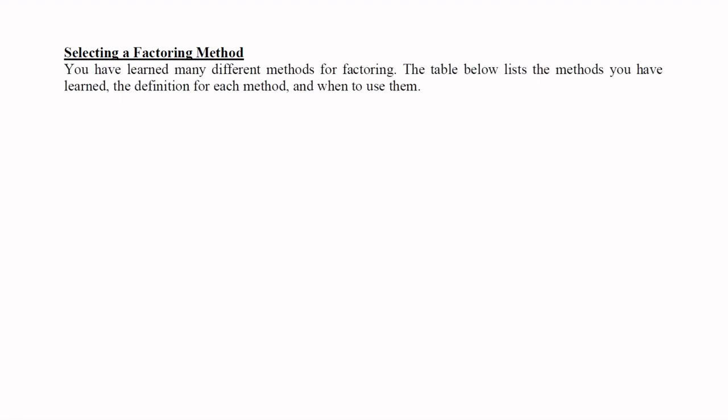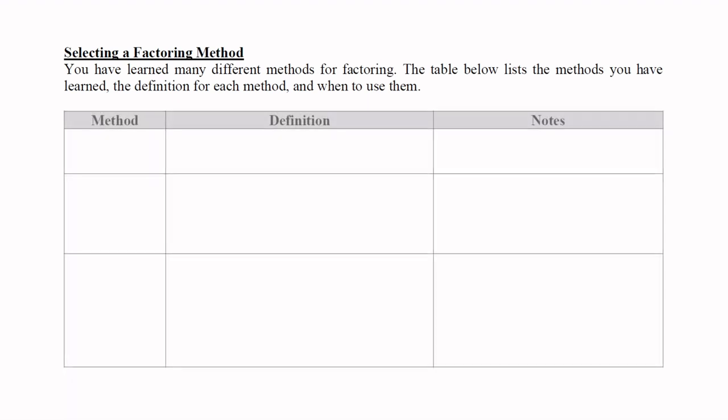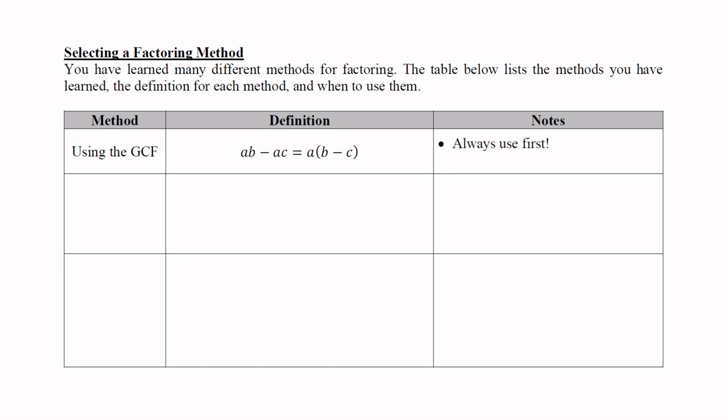You have learned many different methods for factoring. The table below lists the methods you have learned, the definition for each method, and when to use them. So let's summarize each method that we have learned. Using the greatest common factor is the first method you should always go to. This can be used with any polynomial. See what you can factor out first, and then see if it can be factored further.